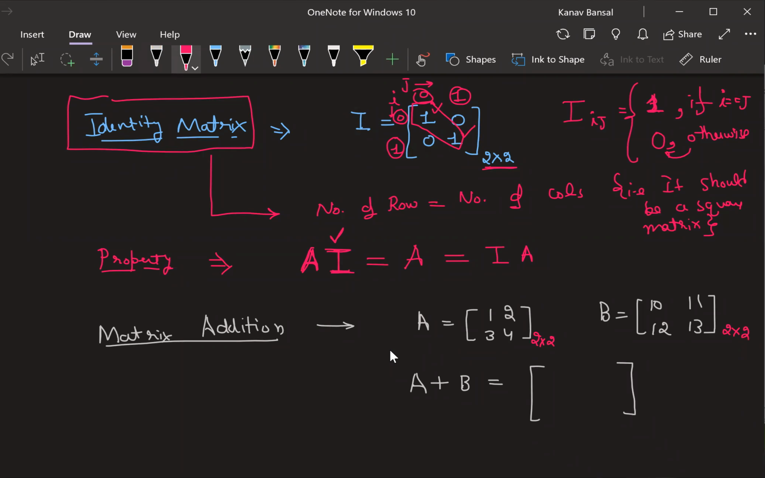Yes, there should be element wise addition, right? So 1 will be added with 10, 2 will be added with 11, which is nothing but 13. 3 should be added with 12, which is nothing but 15. 4 should be added with 13, which is nothing but 17. Yes, correct, Yash. So it is going to be again a 2 cross 2 matrix.